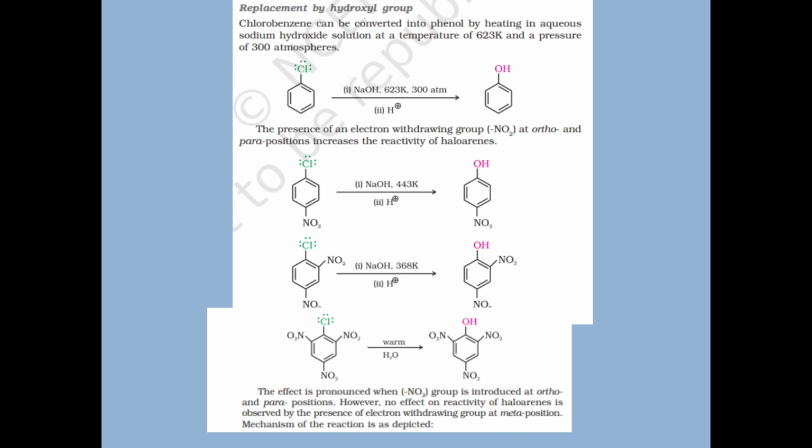Para-nitrochlorobenzene will give para-nitrophenol as a product. 2,4-dinitrochlorobenzene will give 2,4-dinitrophenol as a compound, and the third one, 2,4,6-trinitrochlorobenzene, will give 2,4,6-trinitrophenol as one of the products. It is called picric acid.